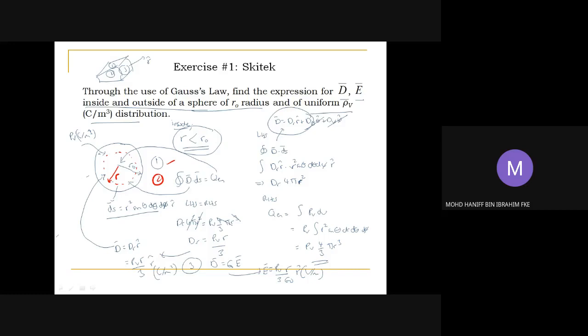So we have obtained the first case, which is any point inside the sphere structure. The second task to be done is to find the D and E outside the sphere. For the case inside the sphere, is there any question?